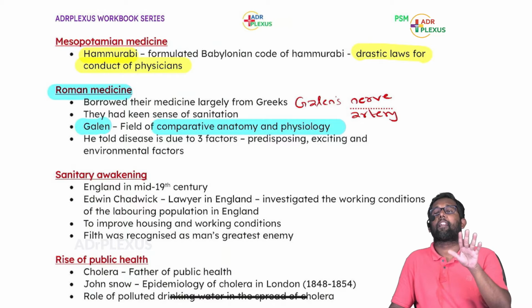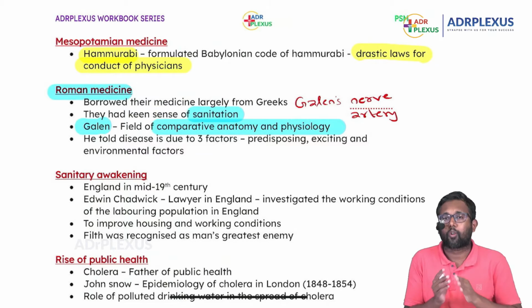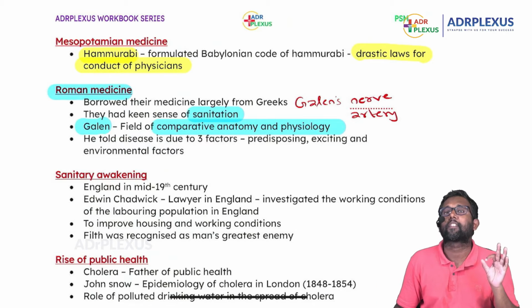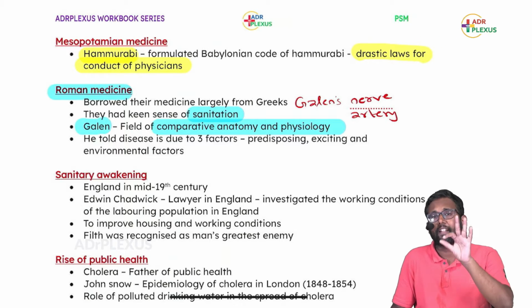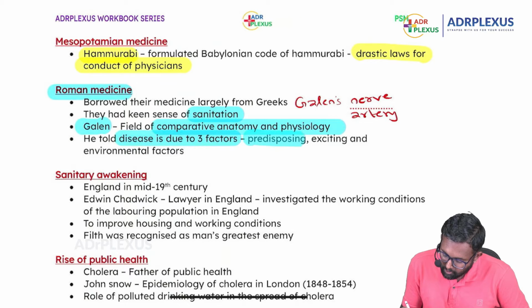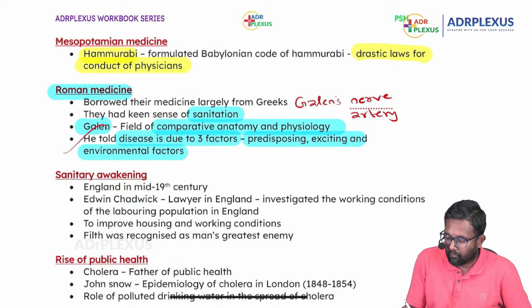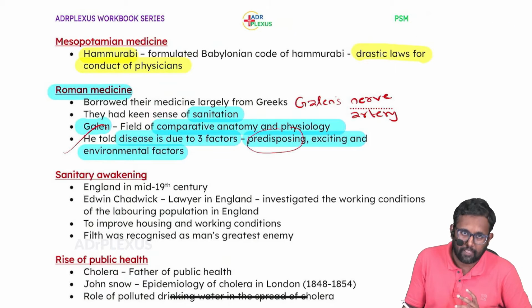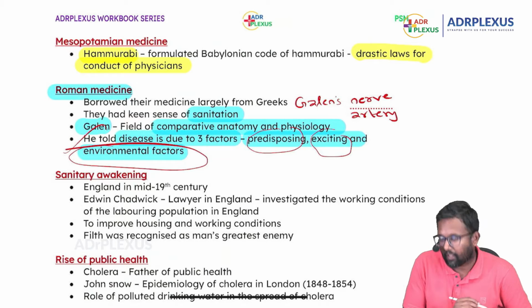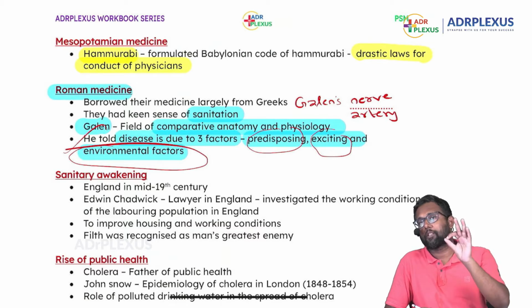That's all. The Romans mainly focused on sanitation. Roman medicine, you have studied in history, is famous for sanitation. They identified diseases as due to 3 factors: predisposing, exciting, and environmental. Before the disease comes, we should have some predisposing factors. Then it is excited, and there are some environmental factors. Like this, they told there are 3 factors. Other than this, in Roman medicine, nothing much is important.